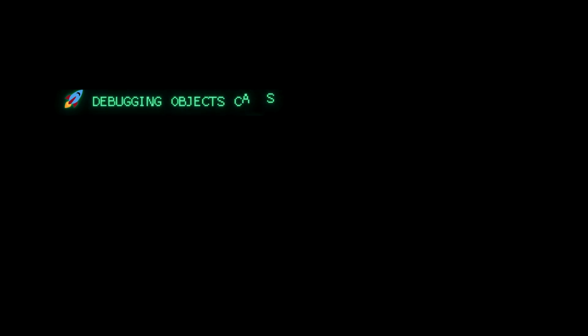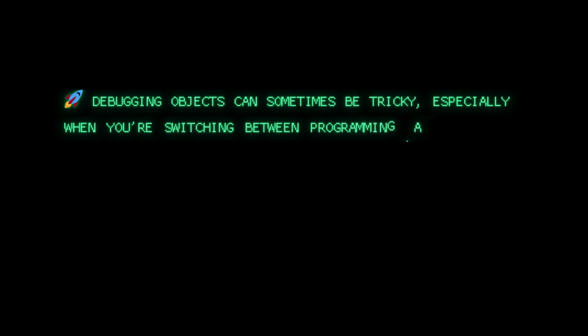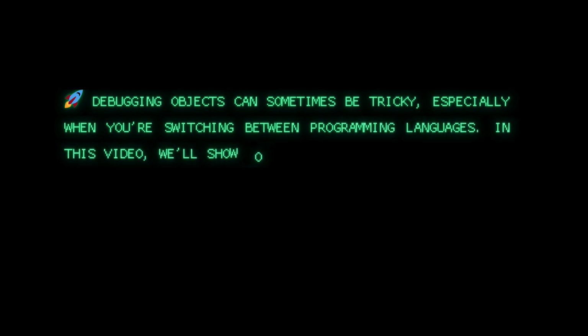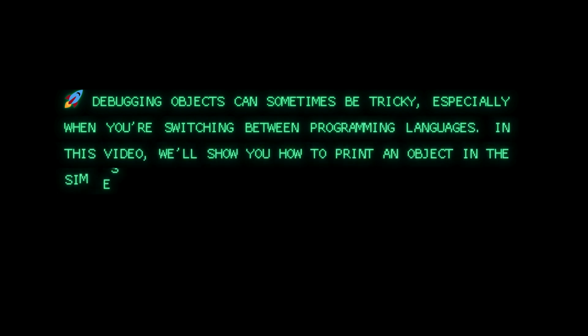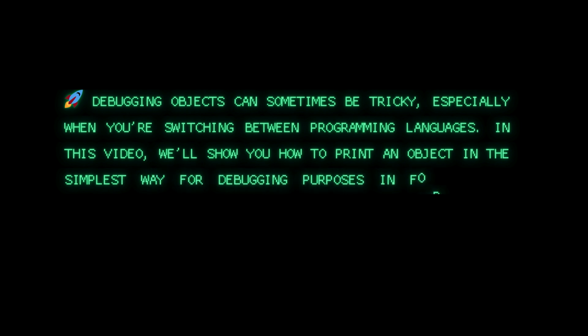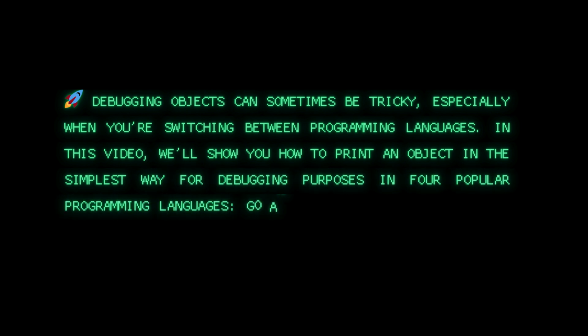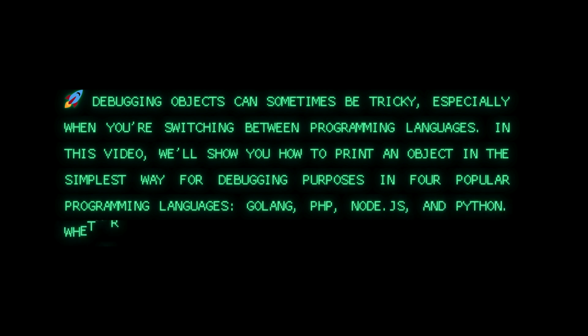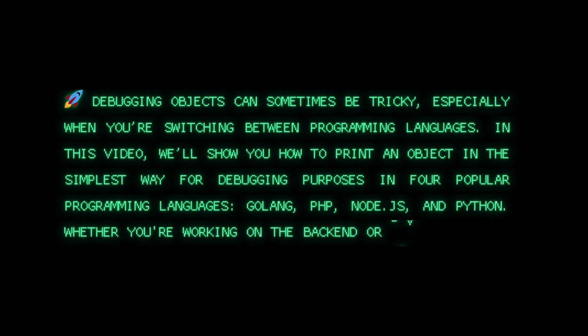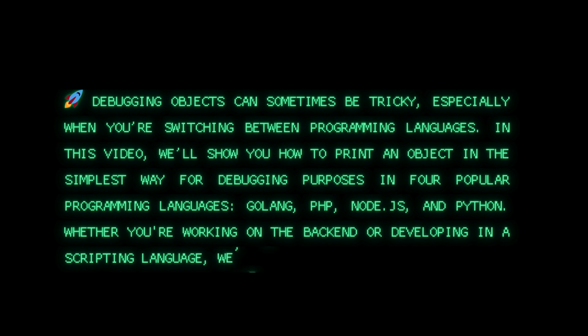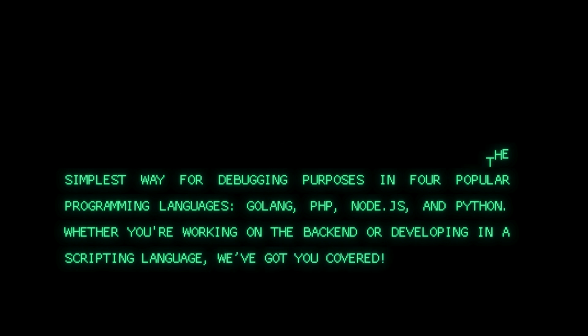Debugging objects can sometimes be tricky, especially when you're switching between programming languages. In this video, we'll show you how to print an object in the simplest way for debugging purposes in 4 popular programming languages: Golang, PHP, Node.js, and Python. Whether you're working on the backend or developing in a scripting language, we've got you covered.